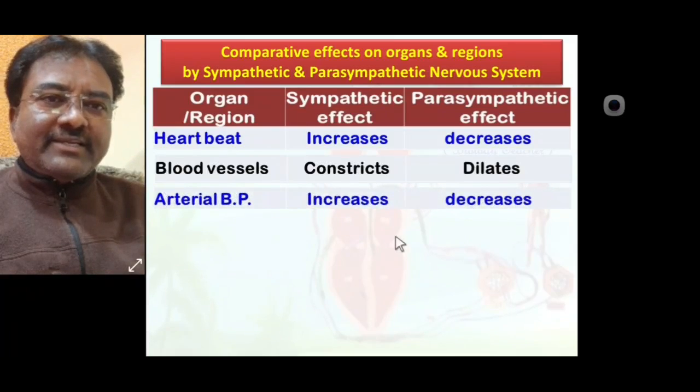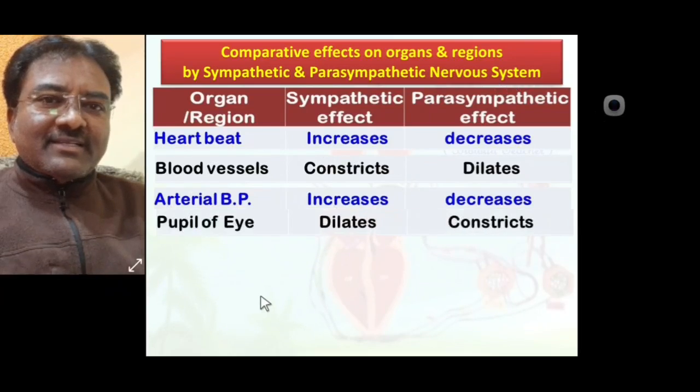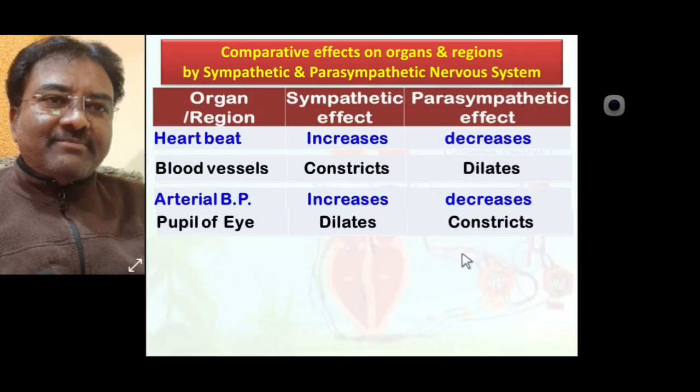Arterial blood pressure increases by effect of sympathetic nervous system. Arterial blood pressure decreases by effect of parasympathetic nervous system. Pupil of the eye is dilated by sympathetic effect. Pupil of the eye is constricted by parasympathetic effect. Means here clearly seen that parasympathetic effects are antagonistic effects of the sympathetic effects.